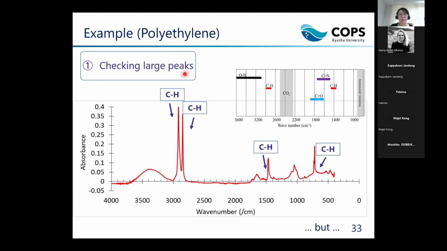And this is an example I already told you, in the case of polyethylene, how to interpret the peaks to the polymer type. And here you can see checking the large peaks, CH, CH, CH, CH. That's why you can say this is a potential of polyethylene.